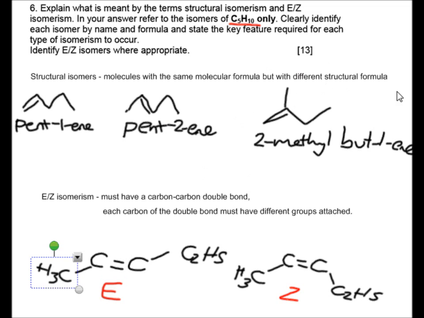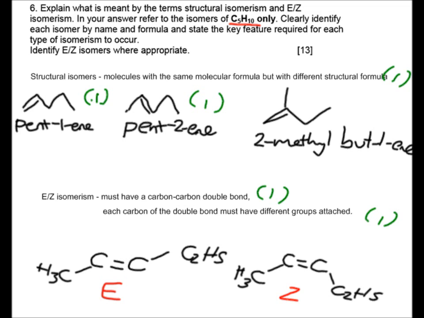So for the 13 marks for this question, we've got 1 mark for the definition of a structural isomer. 2 marks are available for the definition of EZ isomerism. We then get 1 mark for each of the 3 examples of structural isomers. If you gave more, that's fine. You wouldn't lose any marks, but you just wouldn't gain any extra marks, because obviously there are more isomers that you could have drawn. We then get a mark each for naming the isomers, so pent-1-ene, pent-2-ene, and 2-methylbut-1-ene.